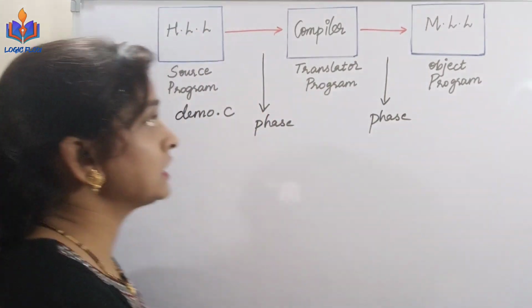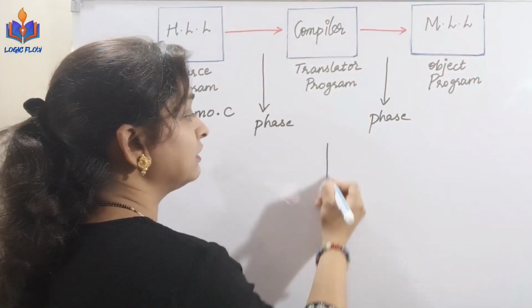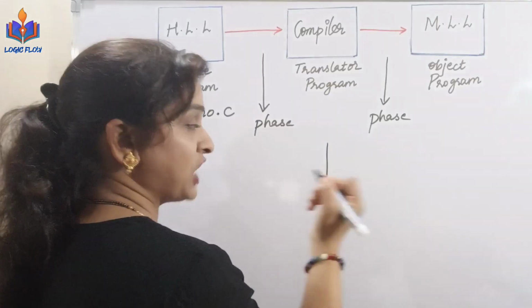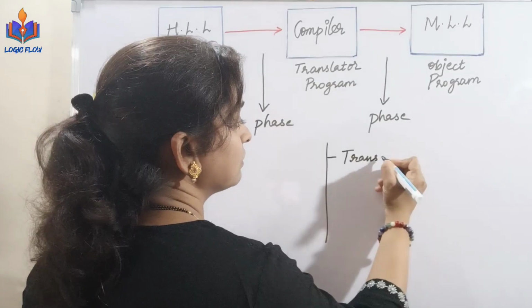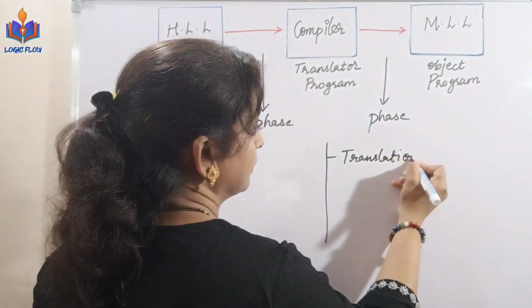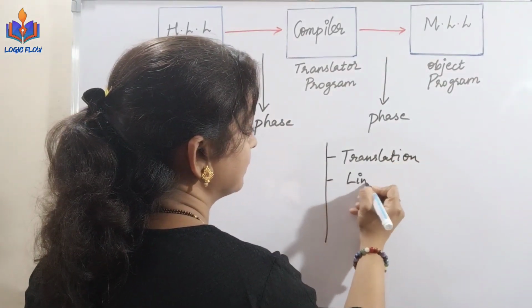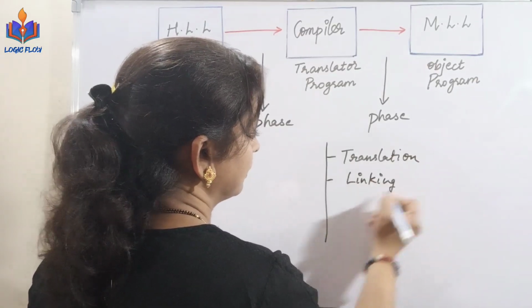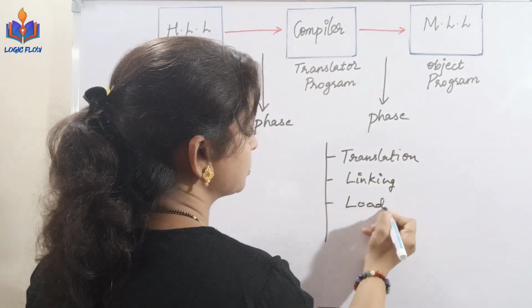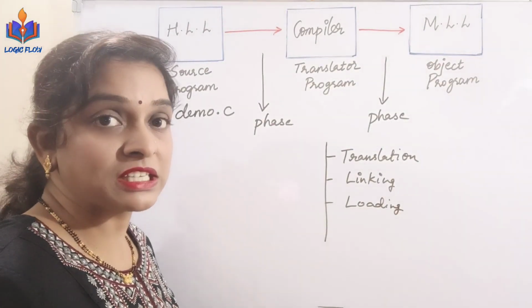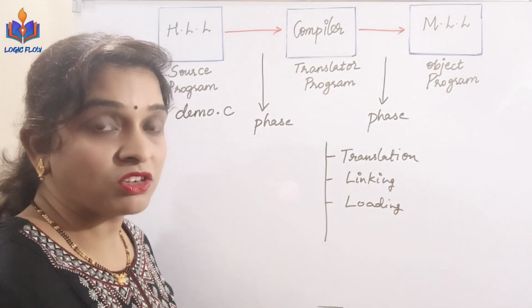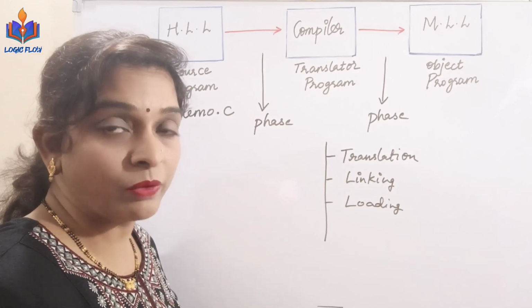So here we say the compiler model works in three stages: translation, linking and loading. This is the model that we have seen already. In the language translators topic, I have discussed this in detail, so please do watch the videos of that.